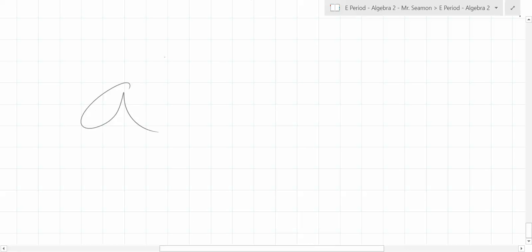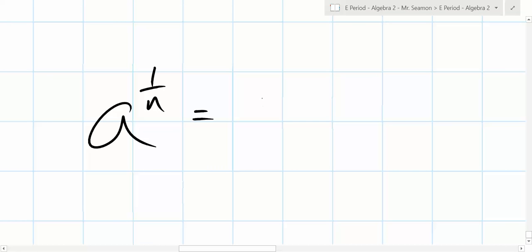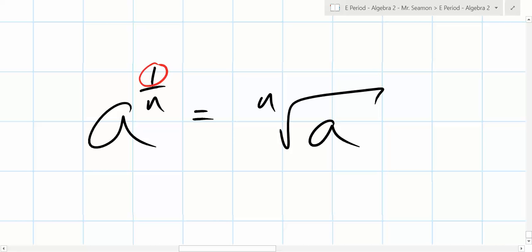Which is yesterday we talked about this. And that's really too thin. You can't really see that, can you? A to the 1 over n, that was equal to the nth root of a. You remember that? We talked about that yesterday. Okay. So, do you see this number right here? Everybody see that number? What happens, let's say, if I raise this to the 5th power.